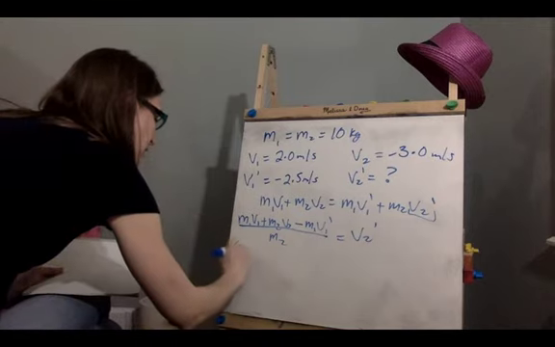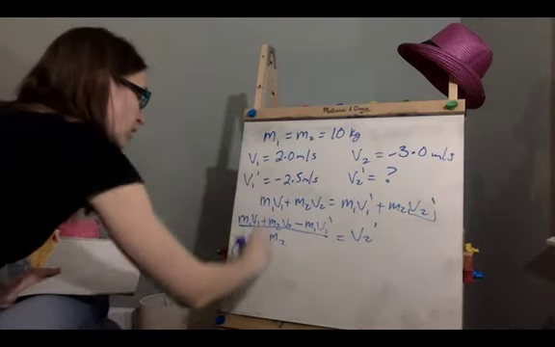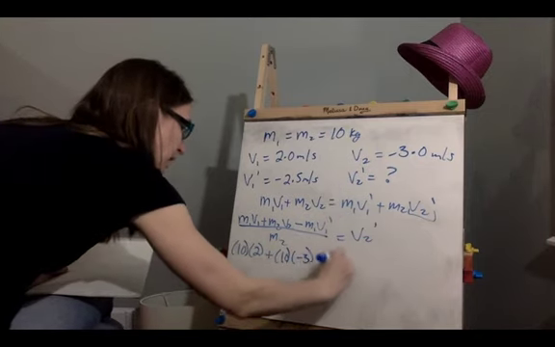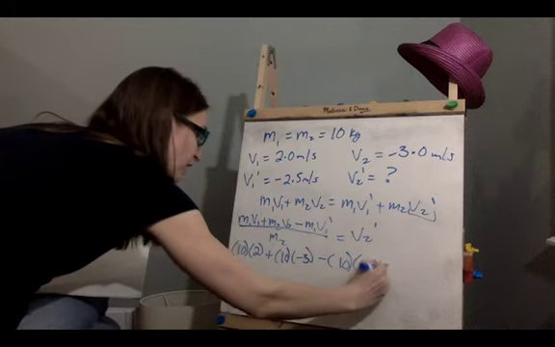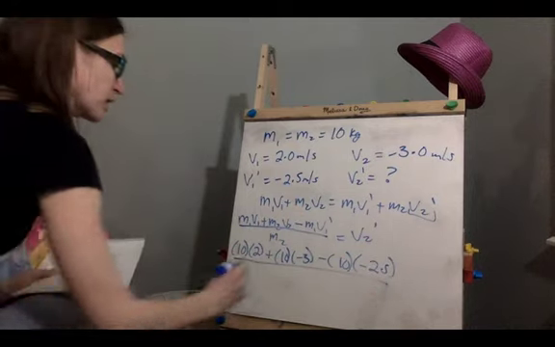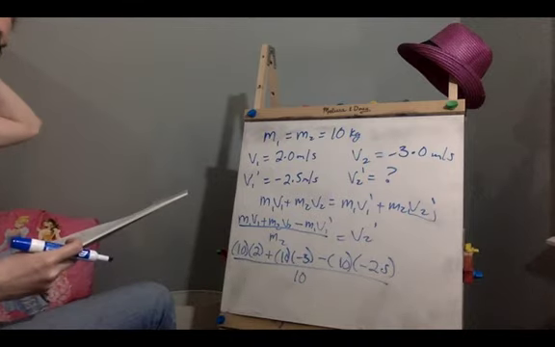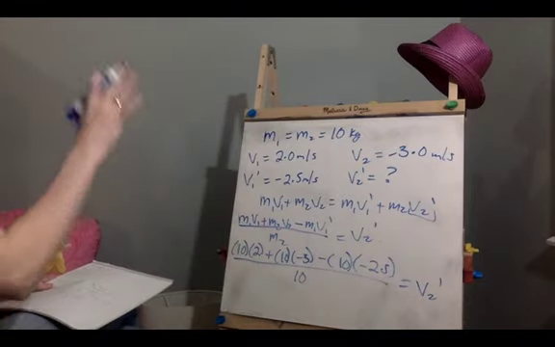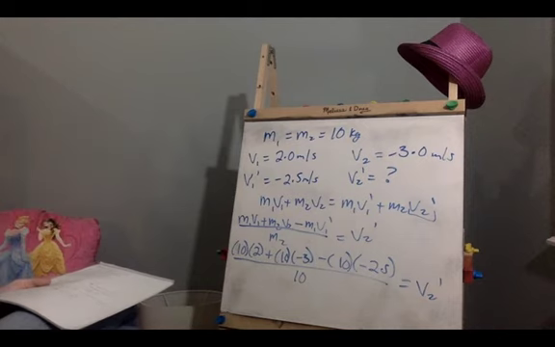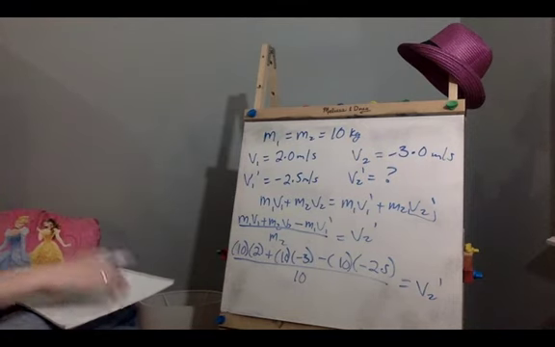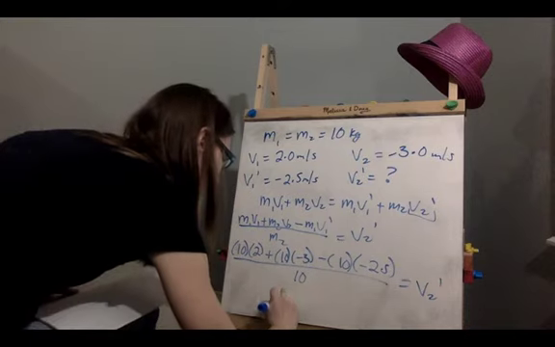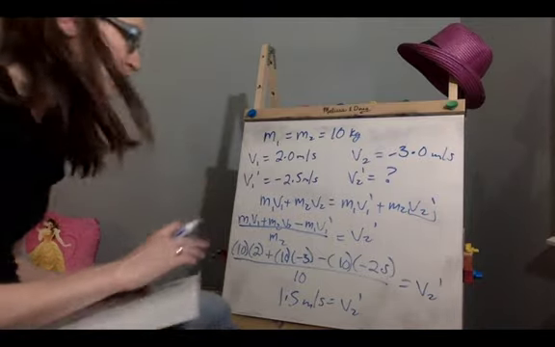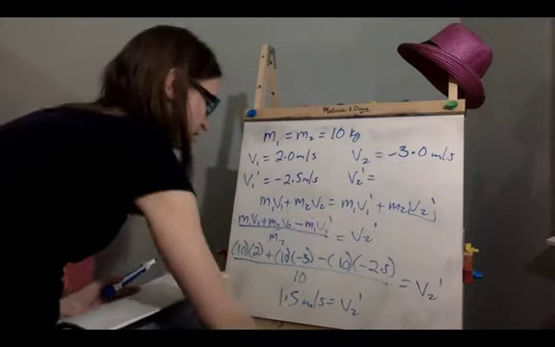So you've got 10 times 2, plus 10 times negative 3, minus 10 times negative 2.5, all divided by 10, okay? And then that gives you the value of the train, and when you do that, so 20 minus 30 plus 25 divided by 10, and you get 1.5 meters per second, okay? So now we have that value, and it is positive.